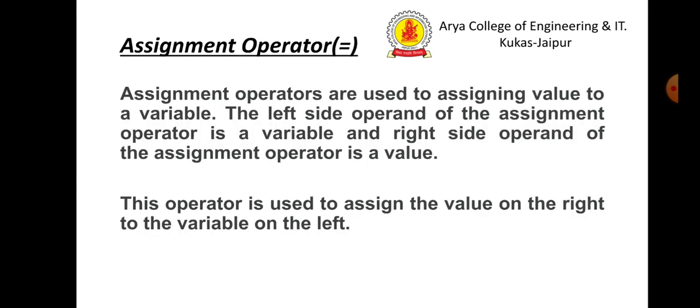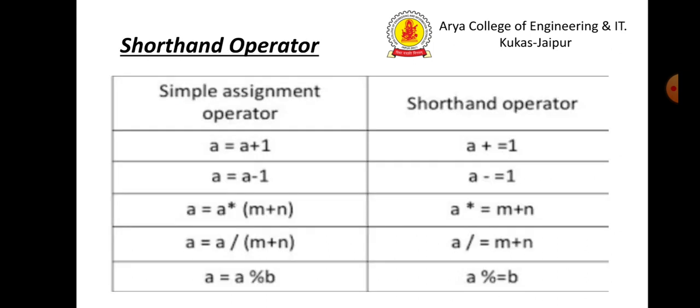Assignment operator. Assignment means to assign a value. By using the assignment operator, we assign a value on the right hand side of an operator to the operand on the left hand side. Let us see an example. a = a + 1. What does this mean? Whatever the value of a, let it be 5. So 5 plus 1 is 6, so now the value of a is 6.